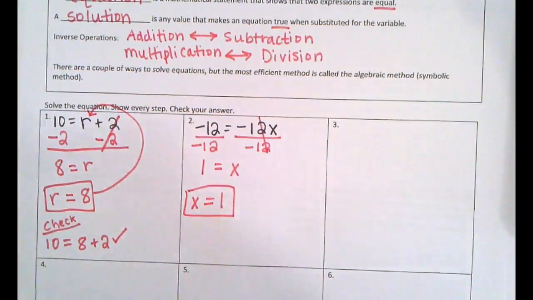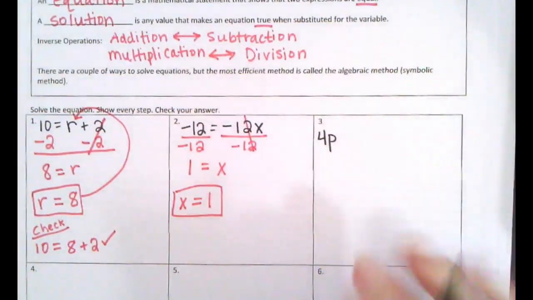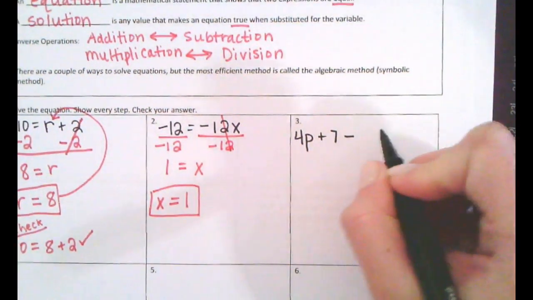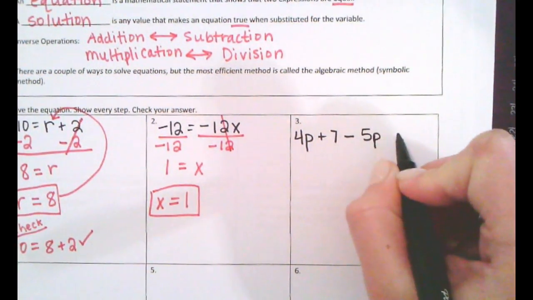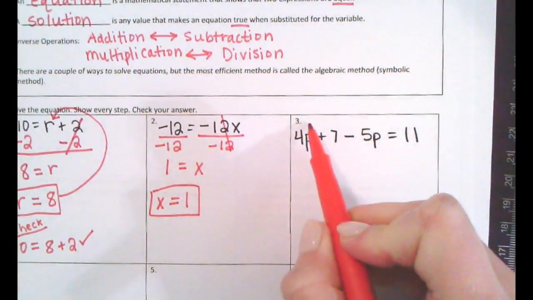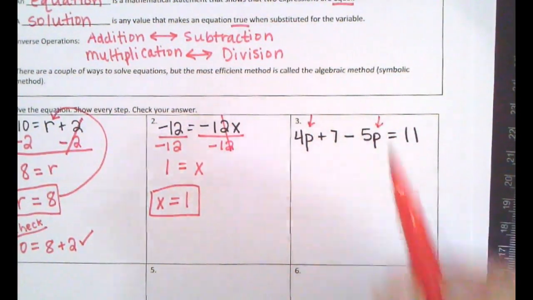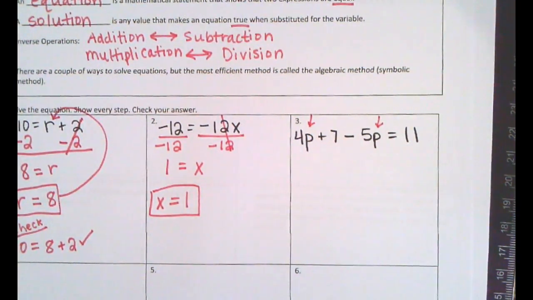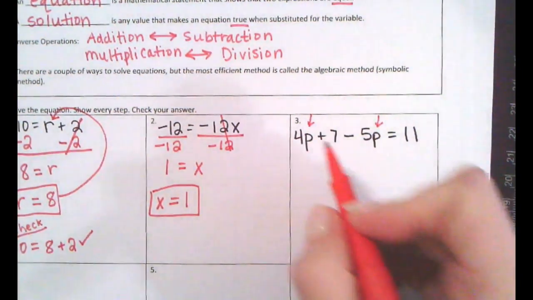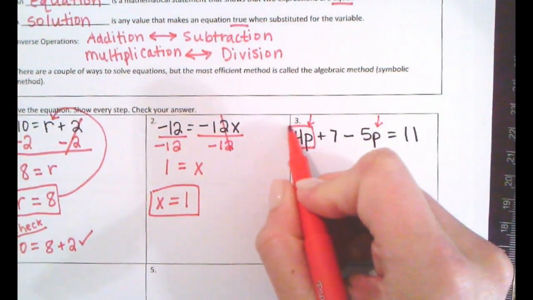Number 3: 4p plus 7 minus 5p equals 11. All right, so we have a couple more steps to do in this one. Before I can get p by itself, I notice that p is in two places. I only need that p in one place, and since they are both on the same side of the equal sign, we call this combining like terms.